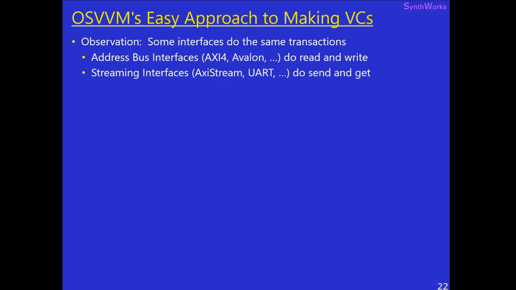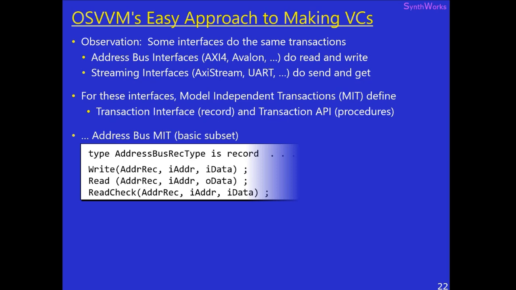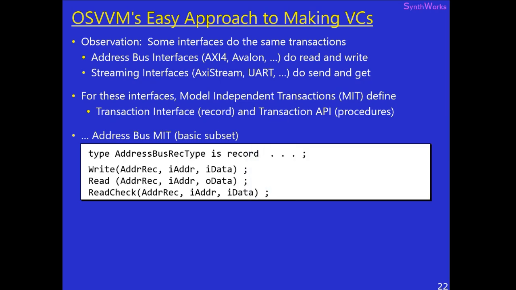Okay. So for these interfaces, the OSVVM library, the model independent transaction library, has predefined a transaction interface and a transaction API. This means that you don't have to do that aspect. So for the address bus, we create a record, very similar to one we saw previously, except with a few more things in it. And then we support a basic set of operations. This is a very minimal subset of that. So write, read, check, but also bursting operations, also asynchronous operations. If it doesn't have the word async or try in front of it, it's a blocking operation.